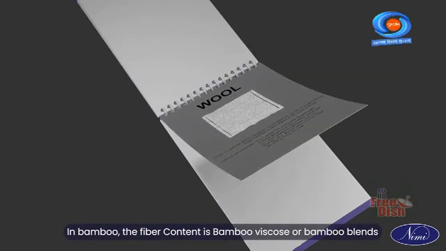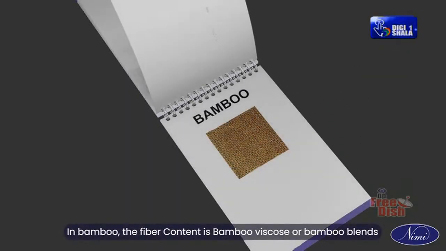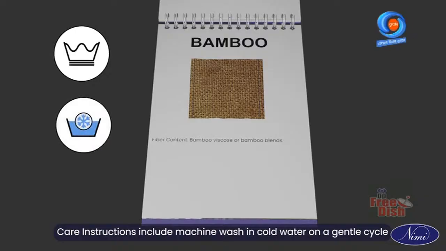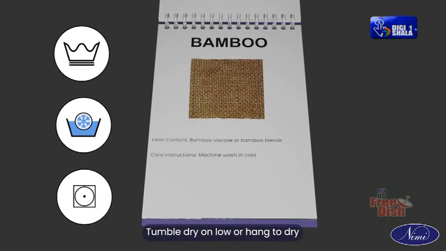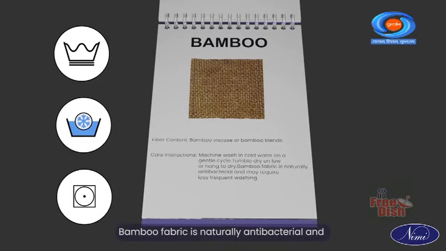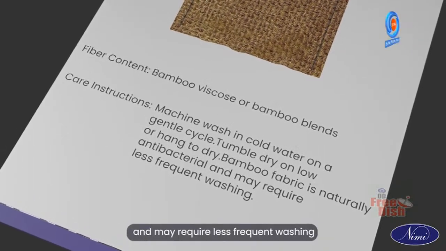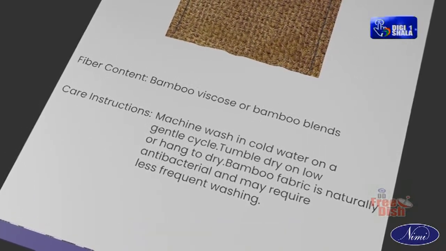In bamboo, the fiber content is bamboo viscose or bamboo blends. Care instructions include machine wash in cold water on a gentle cycle, tumble dry on low, or hang to dry. Bamboo fabric is naturally antibacterial and may require less frequent washing.